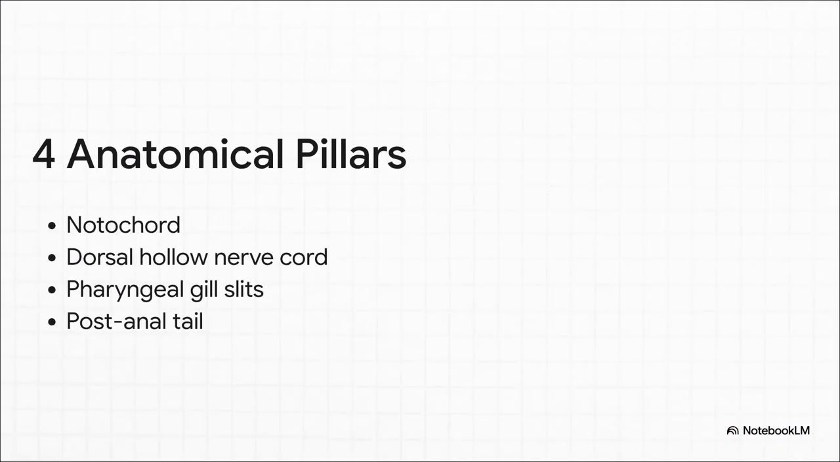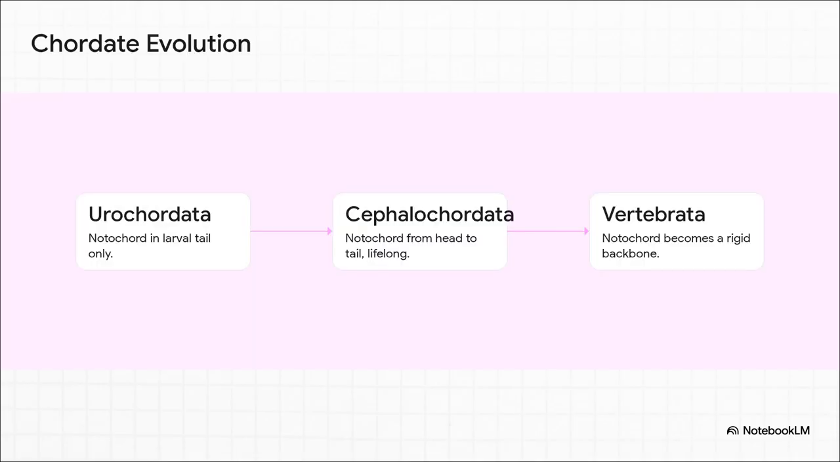So, what actually makes a chordate a chordate? Well, it boils down to these 4 distinct anatomical pillars. To be in this club, you absolutely must have a notochord, a dorsal hollow nerve cord, pharyngeal gill slits, and a post-anal tail at some point in your life cycle. These are completely non-negotiable. Let's actually track that all-important notochord across the 3 subkingdoms.